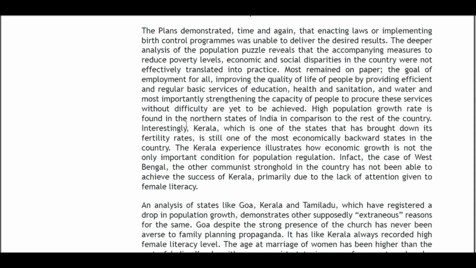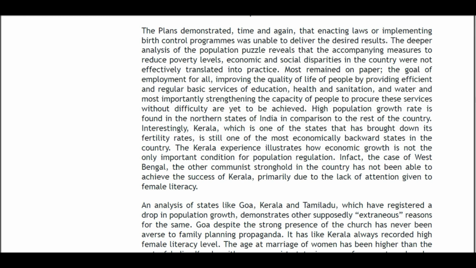High population growth rate is found in the northern states of India in comparison to the rest of the country. Interestingly, Kerala, which is one of the states that has brought down its fertility rates, is still one of the most economically backward states in the country. The Kerala experience illustrates how economic growth is not the only important condition for population regulation.